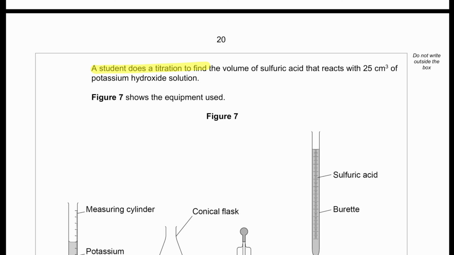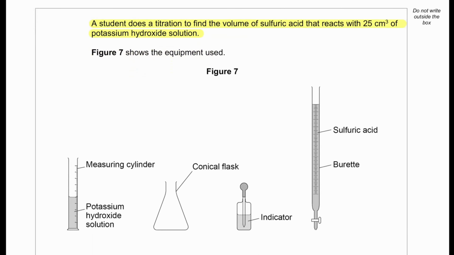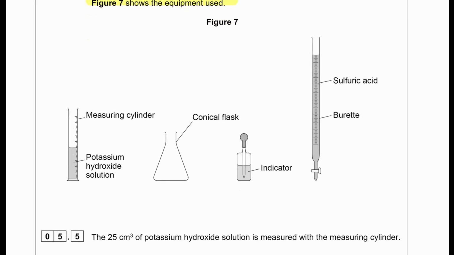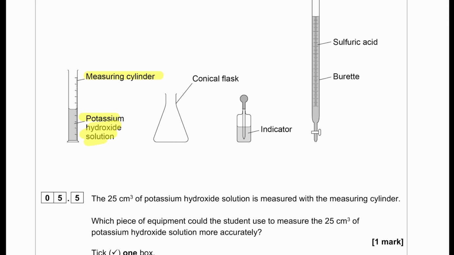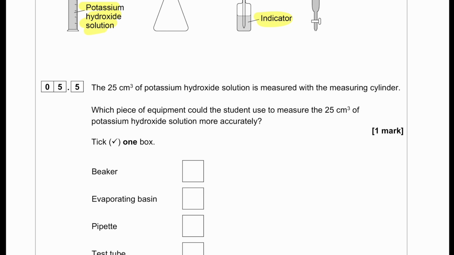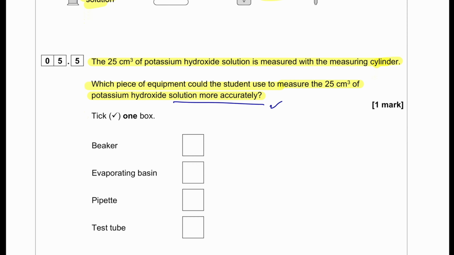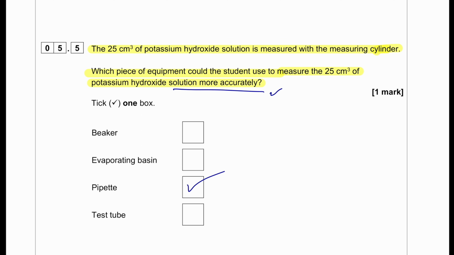A student does a titration to find the volume of sulfuric acid that reacts with 25 cm³ of potassium hydroxide solution. Figure 7 shows the equipment used. We can see measuring cylinder, potassium hydroxide solution, conical flask indicator, and we have the sulfuric acid in the burette. The 25 cm³ potassium hydroxide solution is measured using a measuring cylinder. Which piece of equipment could the student use to measure the 25 cm³ of potassium hydroxide solution more accurately? To measure more accurately, we can use a burette or a pipette. In this case, we can use a pipette because it's a fixed volume. 25 cm³ can be measured using a pipette.